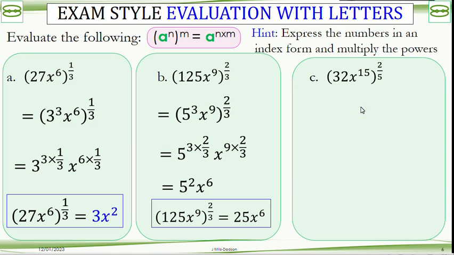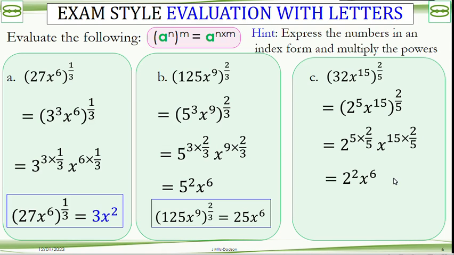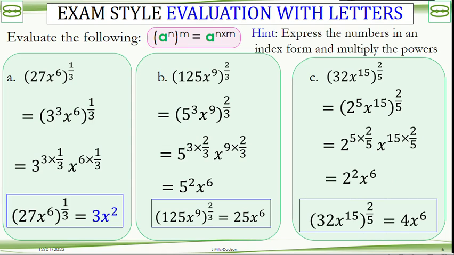Final one. 32 is the same as 2 to the power 5, so when you multiply through by 2 over 5, 5 cancels out 5, and you have 2 squared. 5 cancels out 15, 3 times 2 is 6, so you have 2 squared times x to the power 6, and the final answer is 4x to the power 6.